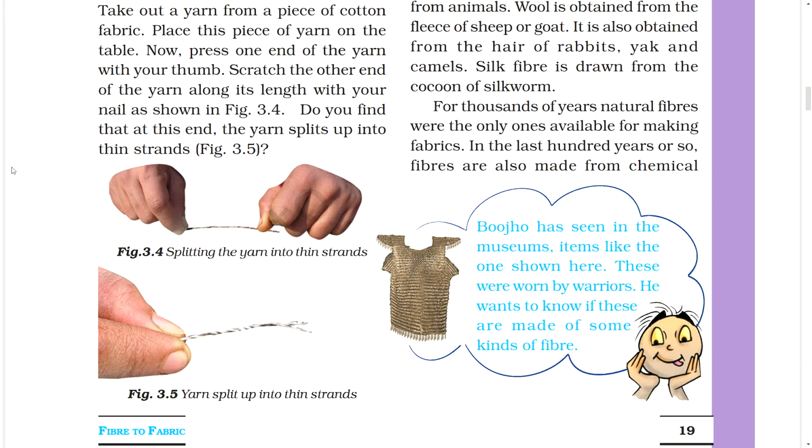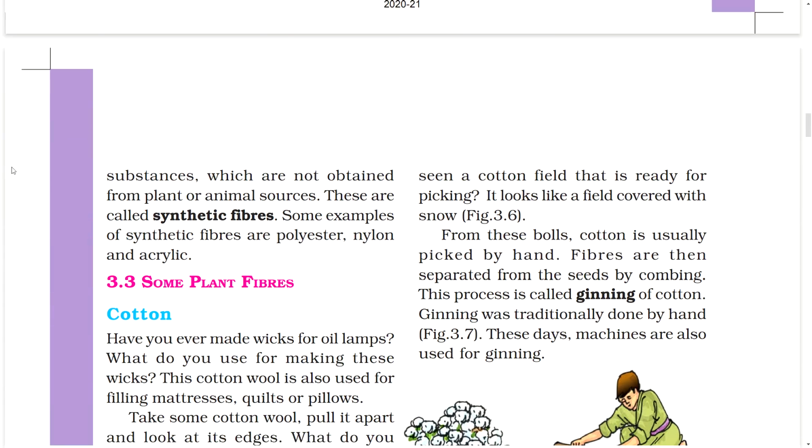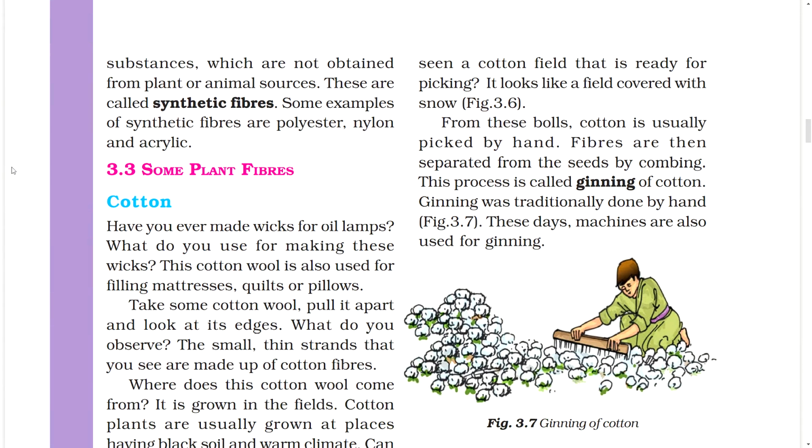Boojho has seen in the museum items like the one shown here. These were owned by warriors. He wants to know if these are made of some kind of fibre. Substances which are not obtained from plant or animal sources are called synthetic fibres. Some examples of synthetic fibres are polyester, nylon, and acrylic.